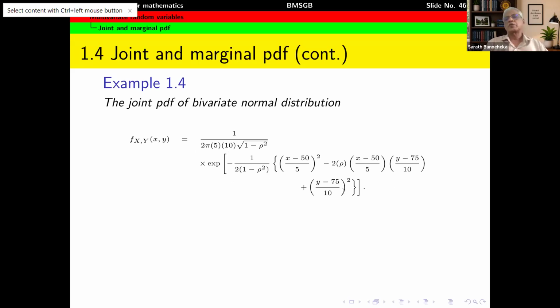So that's just the product of two individual normal distributions, one with mean 50 and standard deviation 5, the other one with mean 75 and standard deviation 10. That's what you get when rho is equal to 0. But otherwise, when rho is some other value, rho can be negative or positive. In this case, I have considered a positive rho situation just to show you the distribution.